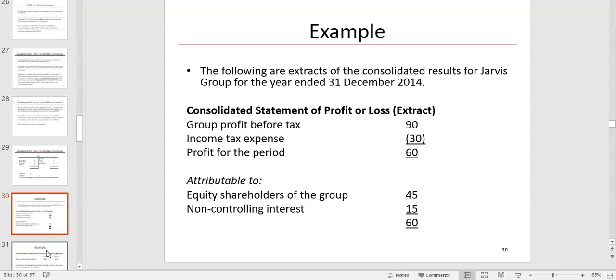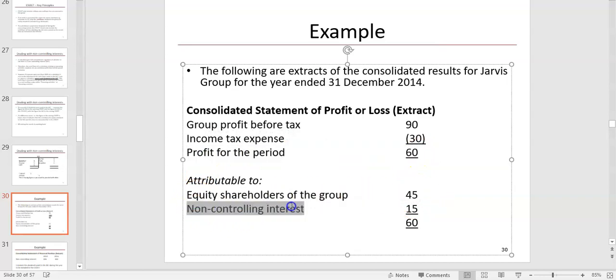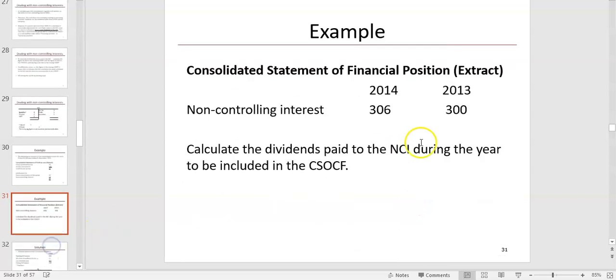Right? So here, the following extracts for Jarvis Group, and you'll be given these full statements in an exam scenario. Group profit before tax, the profit for the year, and then that profit for the year is split between the group and the NCI. So you have the share of profit for the NCI. You also have what the opening and closing NCI balances are. We're not told anything else about acquisitions or disposals during the year. So we assume that nothing happened.